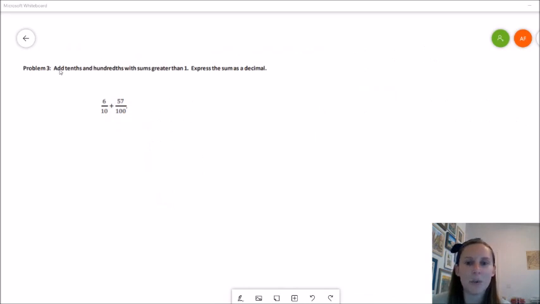Problem 3 is to add tenths and hundredths with sums greater than 1 and to express the sum as a decimal. So once again, we have fractions right now. We are going to add them to find the sum and then rewrite our answer as a decimal. Again, one of the first things that I should notice is that I have different denominators. I have 6 tenths and 57 hundredths, so I'm working in different units here. I have tenths and I have hundredths, and I can only add fractions if they have the same denominator.